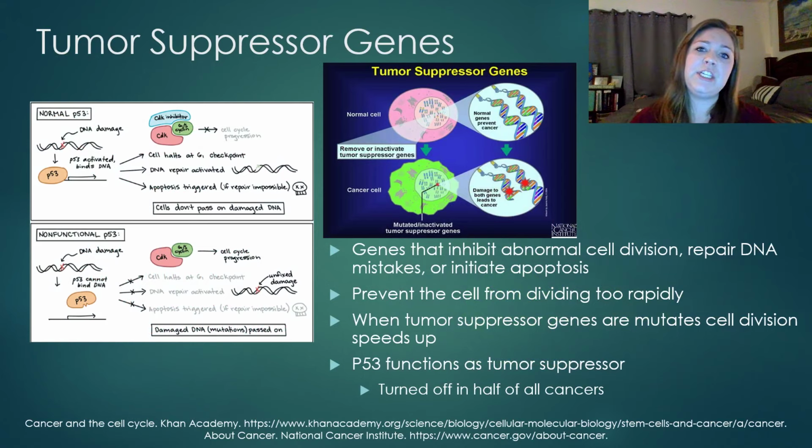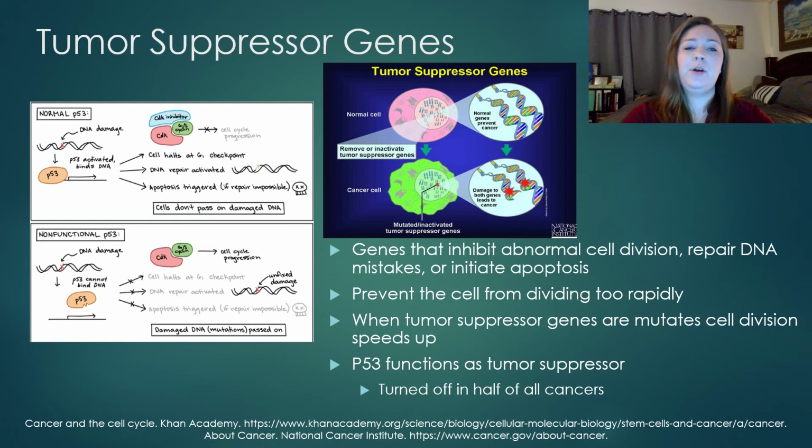Tumor suppressor genes inhibit abnormal cell division, they repair DNA errors, and they can initiate apoptosis. If they do find an error and are unable to fix it, they can go ahead and terminate that cell. So tumor suppressor genes prevent the cell from dividing too rapidly. But when those tumor suppressor genes are inactivated by a mutation, then the cell division speeds up drastically, which is exactly what malignant cells want. They want that drastic proliferation.